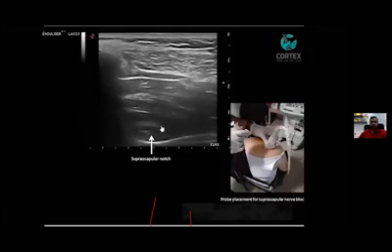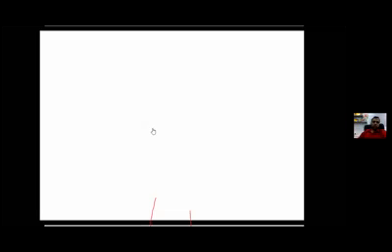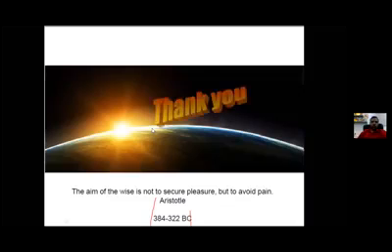Last, just finish. So we inject around 3 to 4 ml volume. That's all. So thank you. I have finished. Thanks a lot.